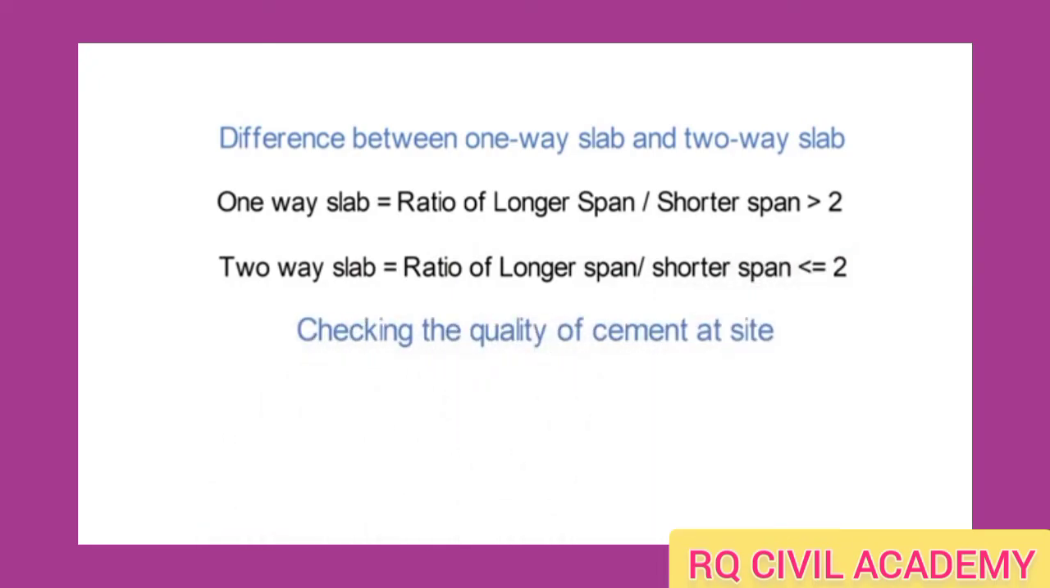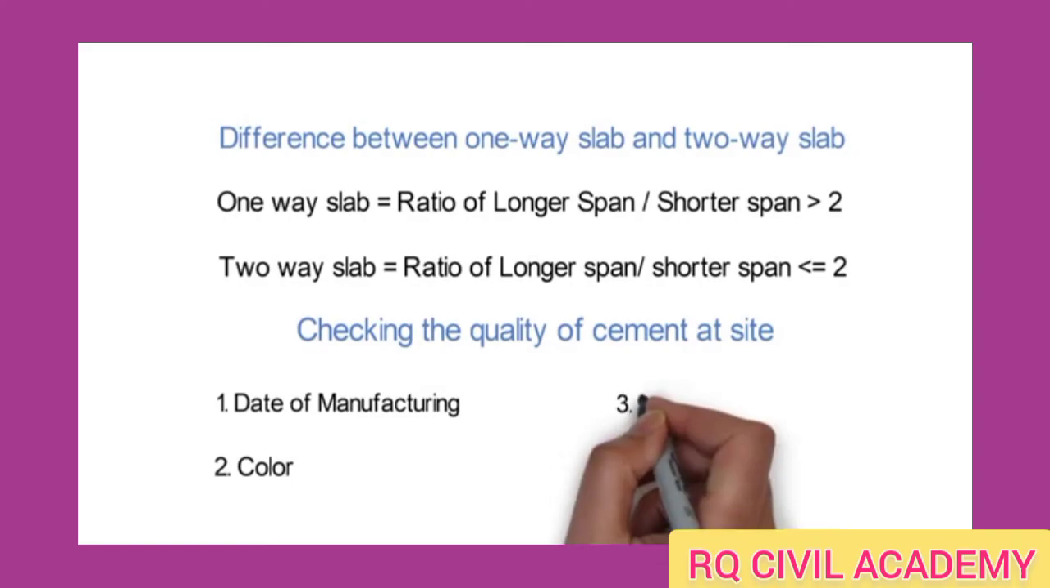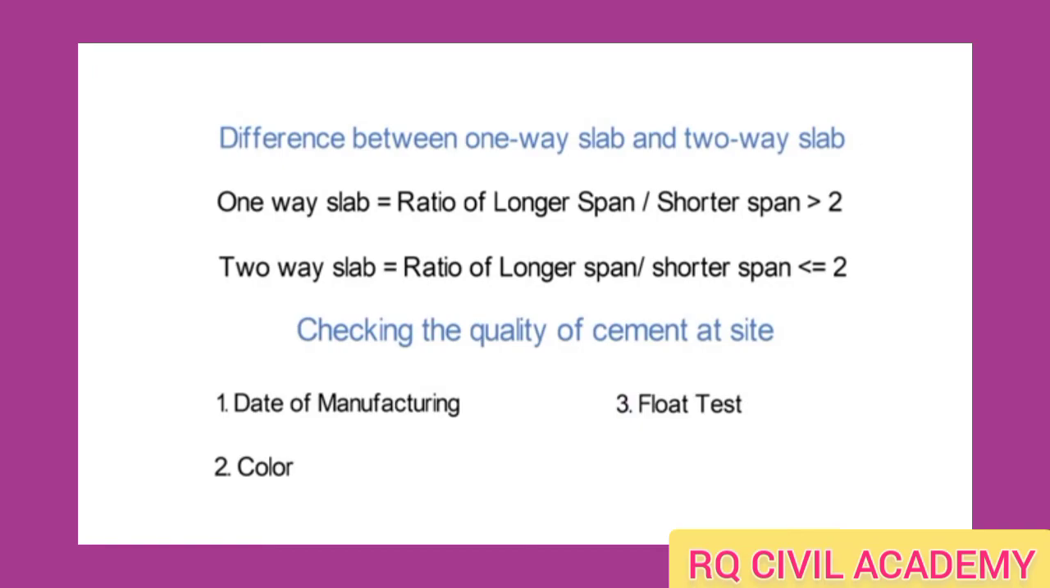Checking the quality of cement at site. Date of manufacturing. Cement strength decreases with its age. Color. Color should be grey with a light greenish shade and it should be uniform. Color gives an indication of excess lime or clay. Float test. A good cement won't float if you throw it in water. When you put your hand in a cement bag, you should feel cool.